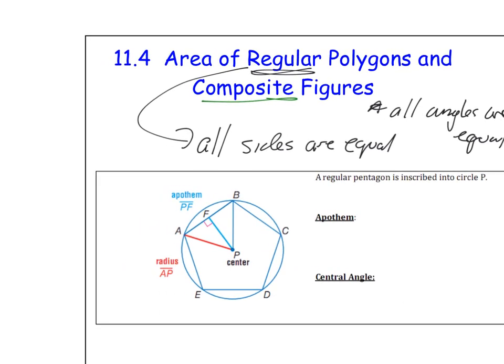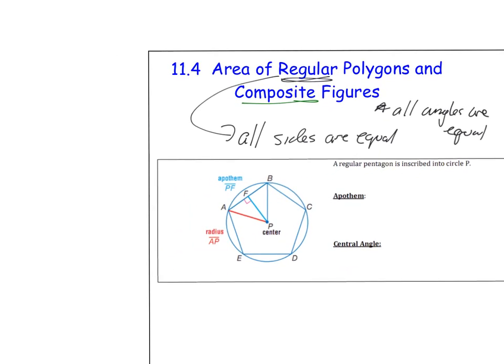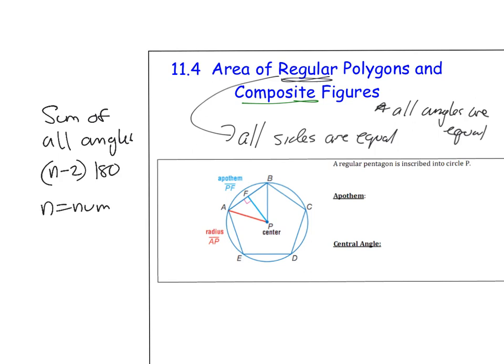It's also a good time to remember an old formula that we need to know. If we go for the sum of all angles, you take the number of sides minus 2, times 180, where n is your number of sides. So this might be something to remember for what we're doing here.